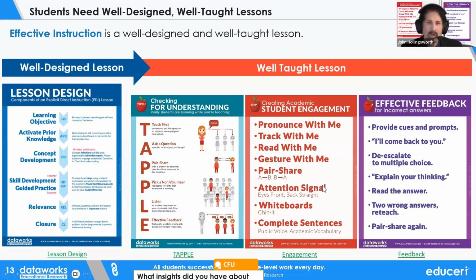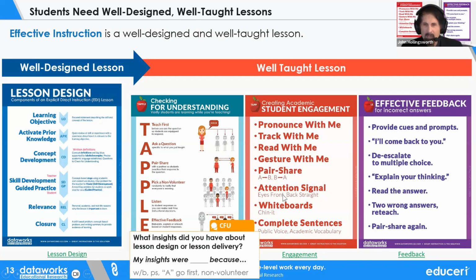All right. So let's look at a couple of these right now, the student engagement norms. Oh my gosh, our insights. I have a question right here. So let's read it. Everybody ready? Read. What insights did you have about lesson design or lesson delivery? My insights were blank because blank. Okay, on your whiteboards, this is the standard practice. We write on our whiteboards. Okay, and then you can tell me something you learned, maybe something about lesson design, something about checking for understanding.